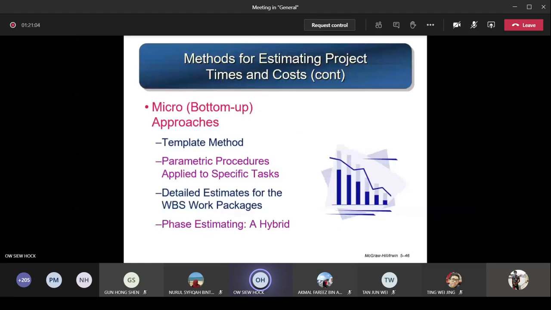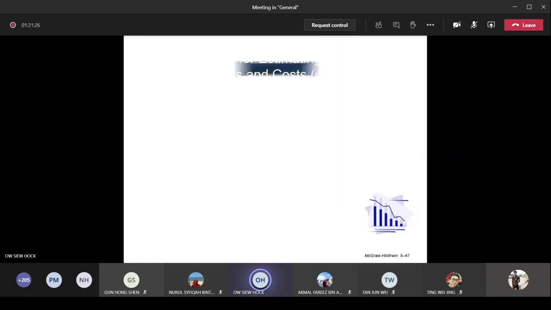Okay, so that's all about the macro approaches. Next, we are going to learn about micro approaches, also known as bottom-up approaches. Here, the methods you're going to learn include the template method, parametric procedures applied to specific tasks, detailed estimates for the WBS work packages, and the last one is called phase estimating using a hybrid approach.